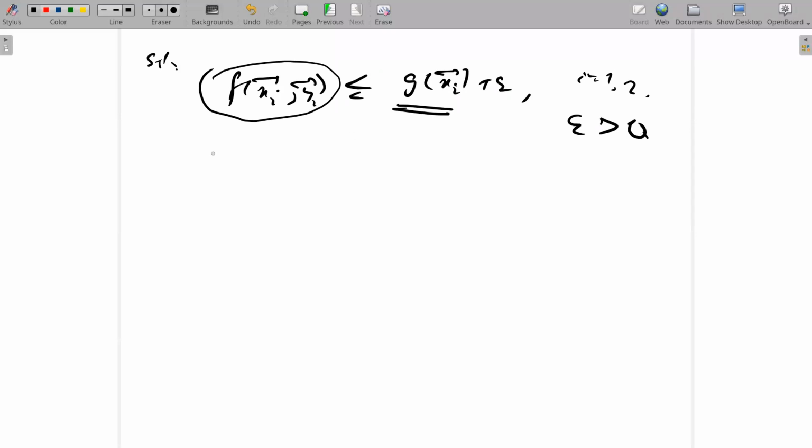And here we are able to use convexity of f to give some sort of inequality, like to show Jensen's inequality.